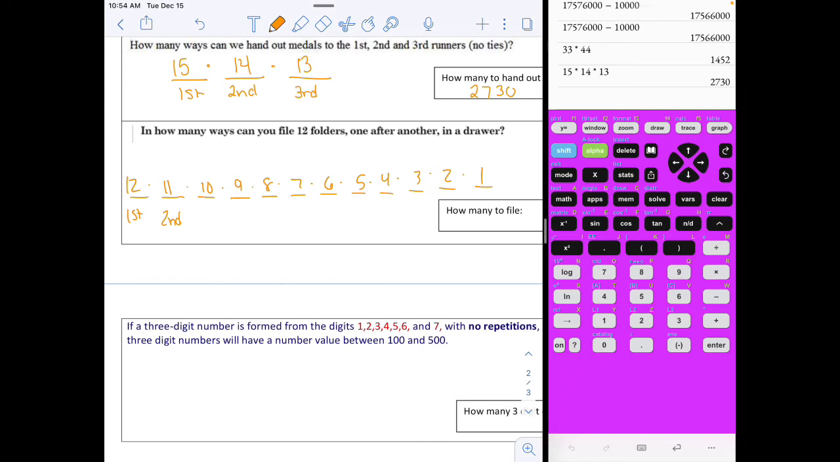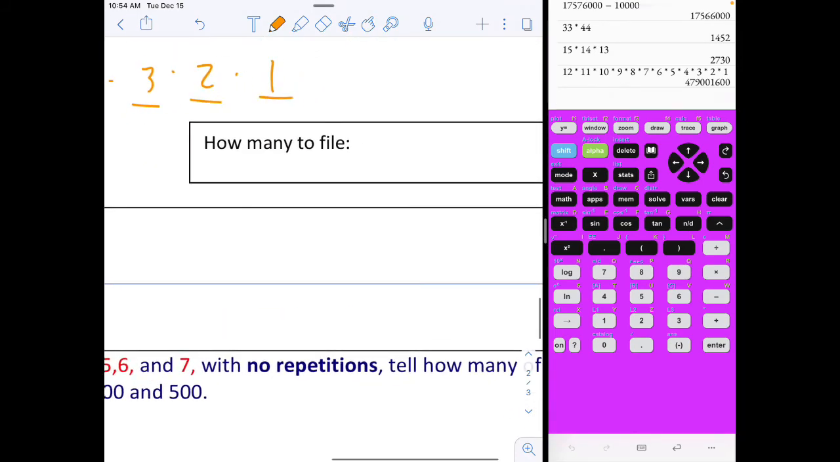I'm not sure if the calculator lets us use that. So we can type it in little by little like this. Oh, buddy, look at this. Let me just make sure I didn't miss anything. There you go. That's a lot of different ways to put 12 folders away. I bet if you would have sat there and guessed, you would never have guessed that many different ways to file 12 folders.